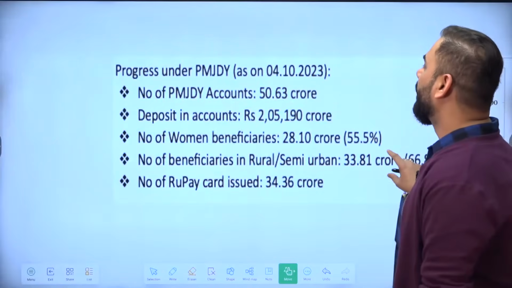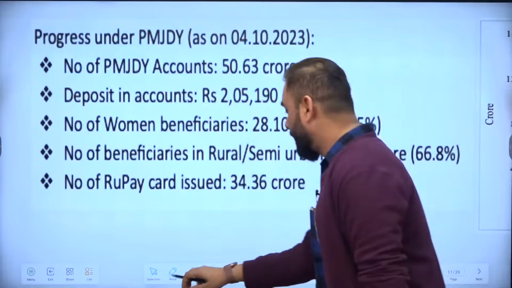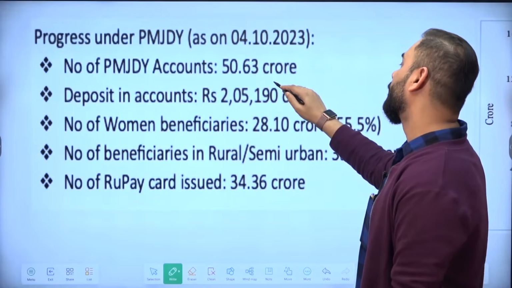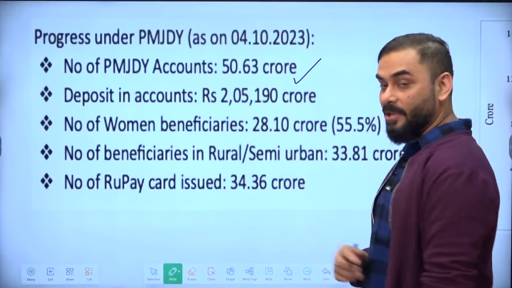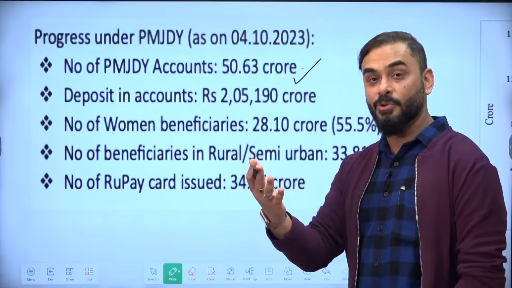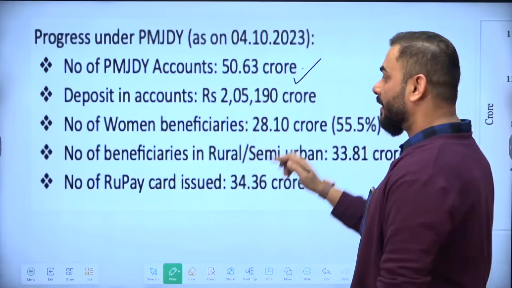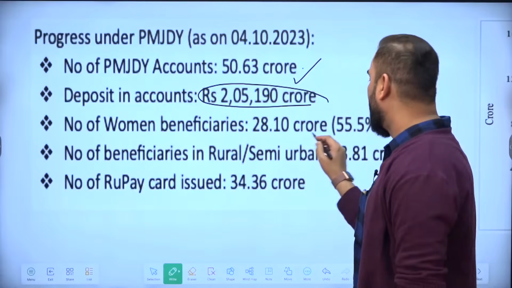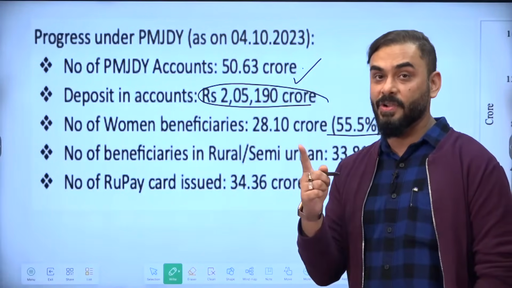So look at this, guys. For example, look at the performance of Pradhan Mantri Jan Dhan Yojana. The number of Pradhan Mantri Jan Dhan Yojana accounts is 50.63 crore. Do you need to memorize this? 100% yes. In mains, if a question is asked on financial inclusion, how will you write? Then deposits in the account, you don't have to memorize the deposits. Number of women beneficiaries is 55.5%. This you have to understand.